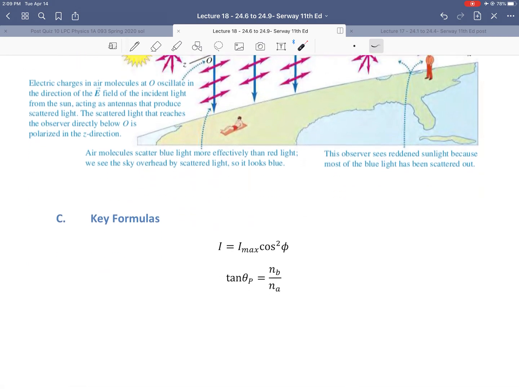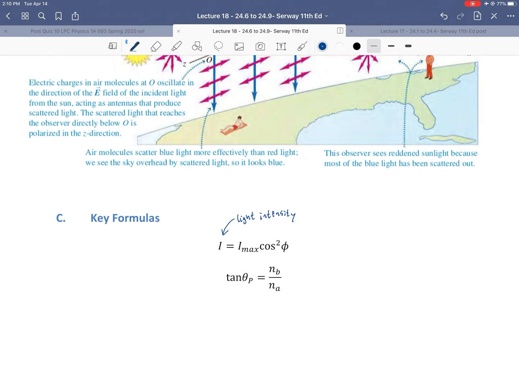Okay, let's get down to our formulas. Not too many formulas, pretty good. Our first formula is the one for absorptive scattering. And this I represents intensity. When we talk about absorptive scattering, we're always doing it in the context of intensity, like how intense the light was, how much light passes through a particular polarizer.